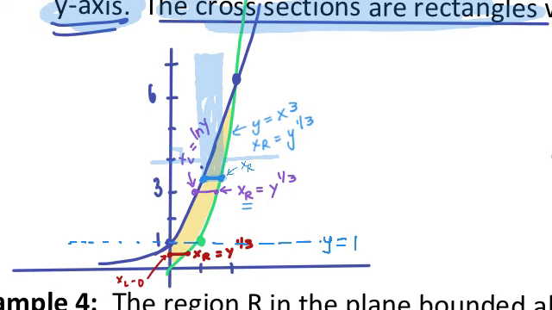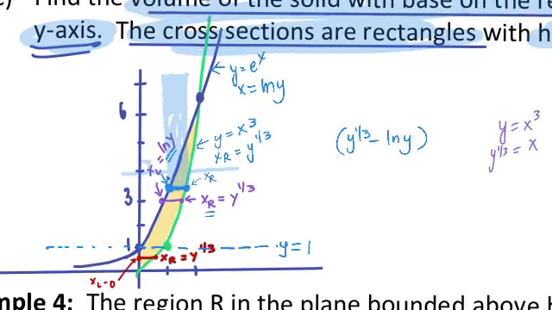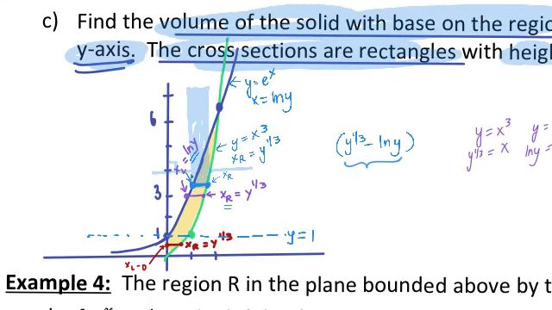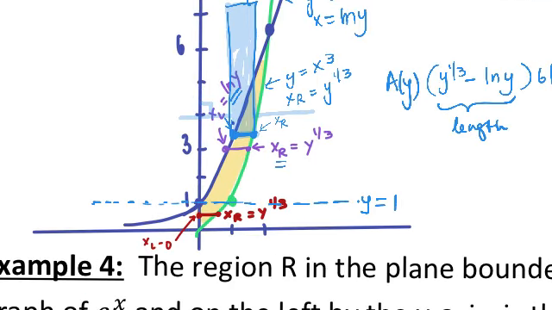Similarly, on the other side, if y is equal to e to the x on the blue curve, then x is equal to ln y, right? So our x left here is equal to ln y. So the length of my rectangle is y to the 1/3 minus ln y. This is the rectangle side that's lying on the base. And then I would have to multiply by 6 times that same length, and that would give me the area of this blue rectangle, for example, okay? Now, that's true for any y values that are greater than 1.